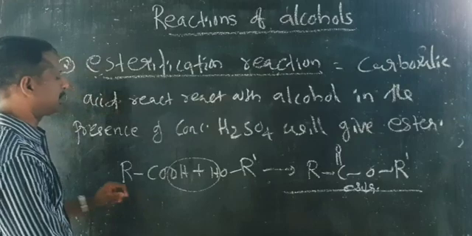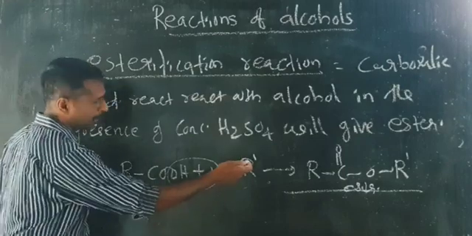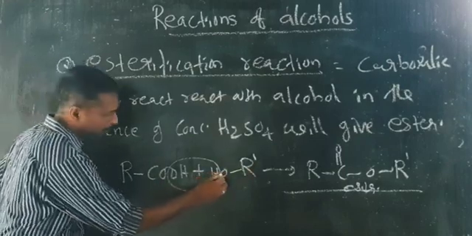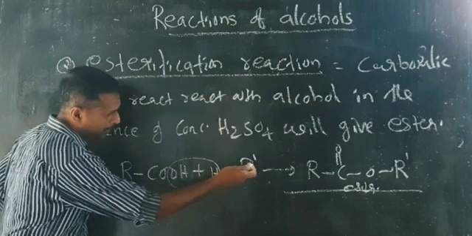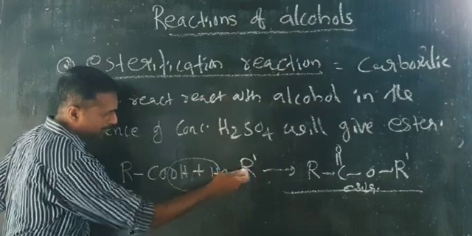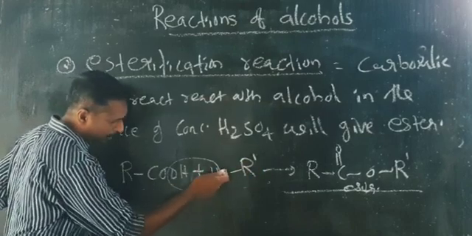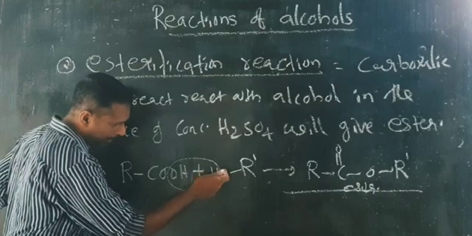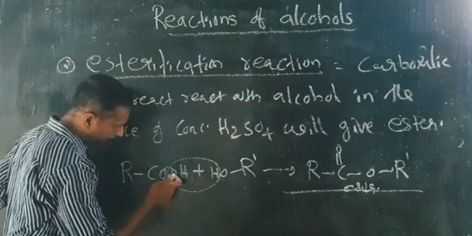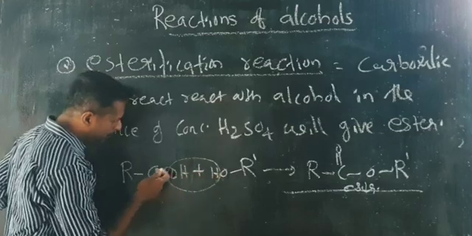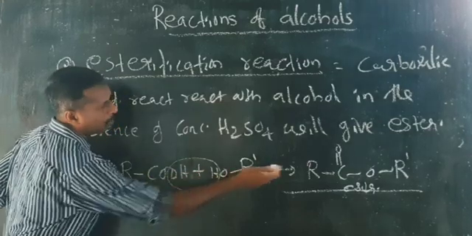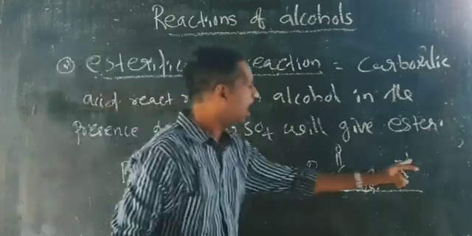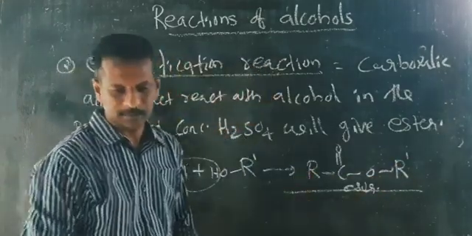So here also you can see that the OH bond in alcohol is breaking. Here this bond is breaking. So ROH, this is our alcohol. Here also you can see that the OH bond is breaking, and this H is joining. H2O is removed, then remaining RCOOR'. Okay, that is what is ester.